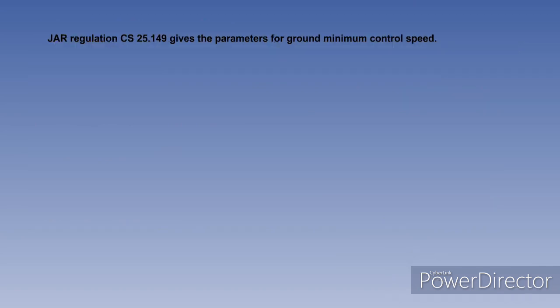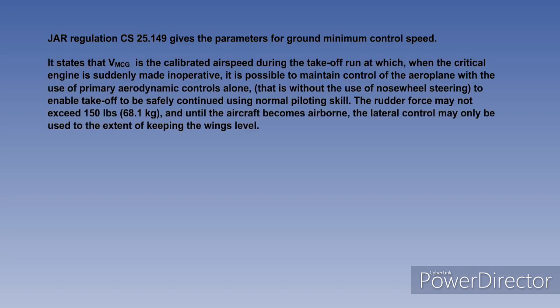JAR regulation CS 25.149 gives the parameters for ground minimum control speed. It states that VMCG is the calibrated airspeed during the takeoff run at which, when the critical engine is suddenly made inoperative, it is possible to maintain control of the aeroplane with the use of primary aerodynamic controls alone, that is, without the use of nosewheel steering, to enable takeoff to be safely continued using normal piloting skill.